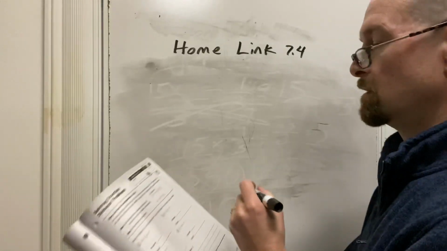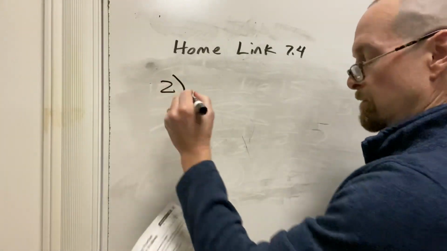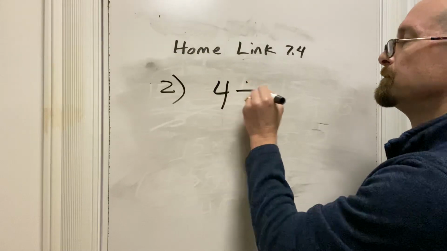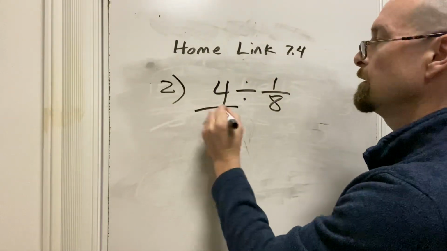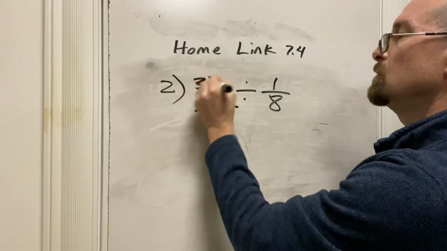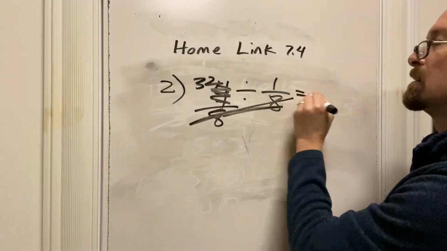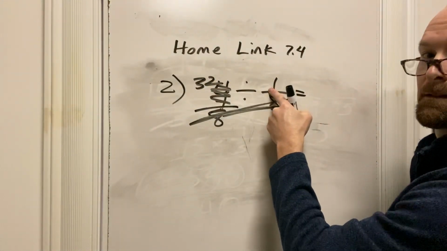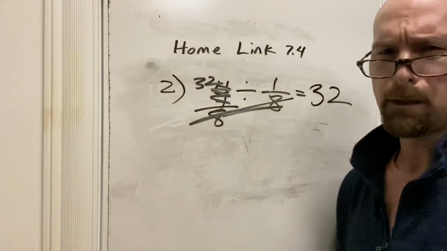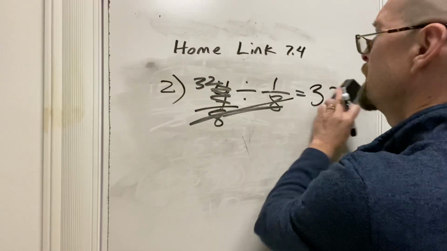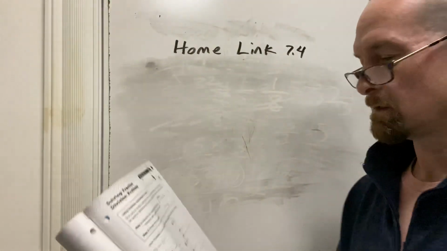All right, number 2. 4 divided by an eighth. Let's get eighths and denominators over here, which makes that 32. These go bye-bye. 32 divided by 1 is 32. I knew you could do it. I'm so proud of you. Honey, we're so proud.